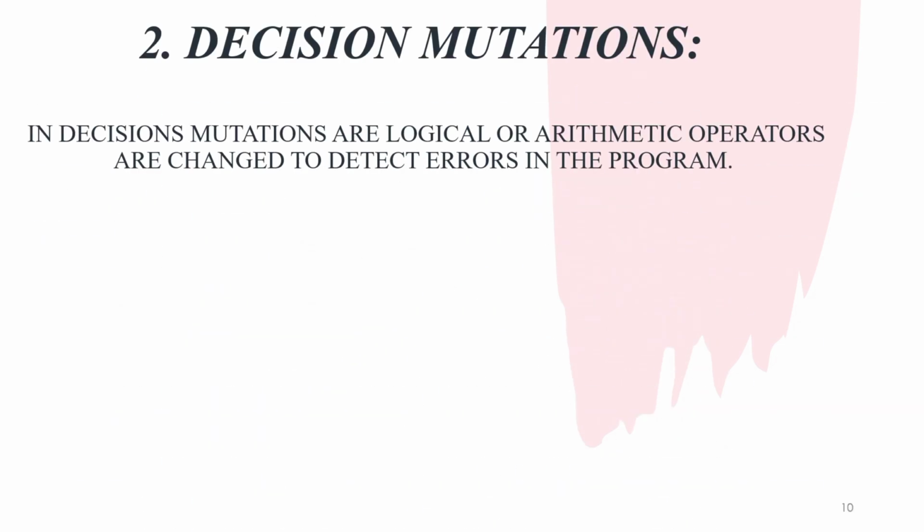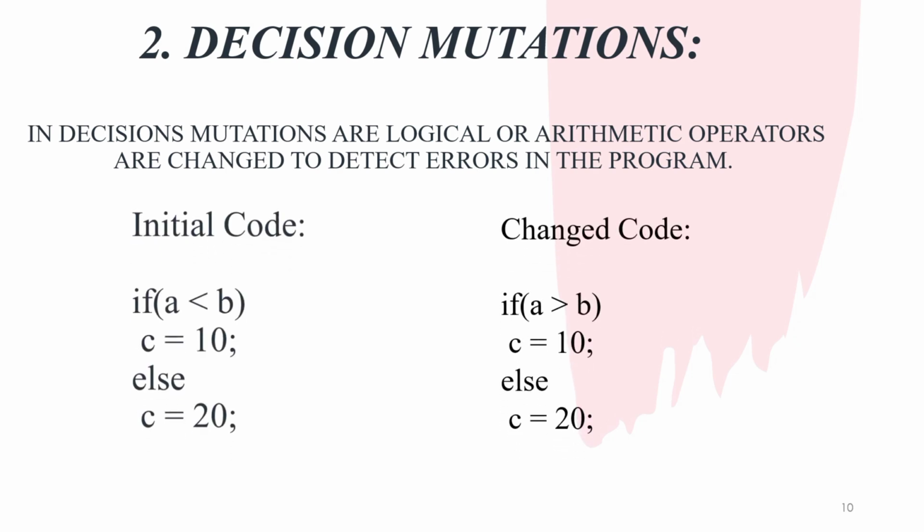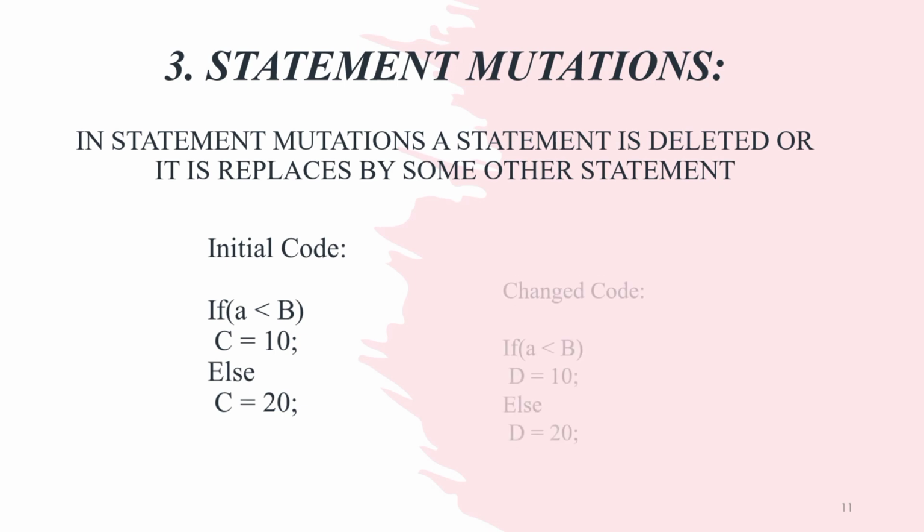Decision mutation. In decision mutations, our logical or arithmetic operators are changed to detect the errors in the program. This is the example for decision mutations. Statement mutations. In statement mutations, a statement is deleted or it is replaced by some other statement. As you can see on the left side, it is the initial code. After the statement mutation, the code gets changed.